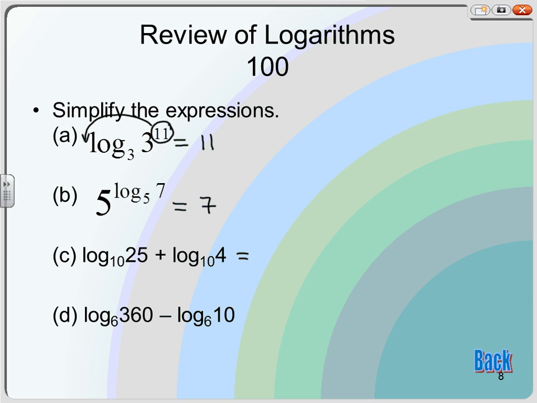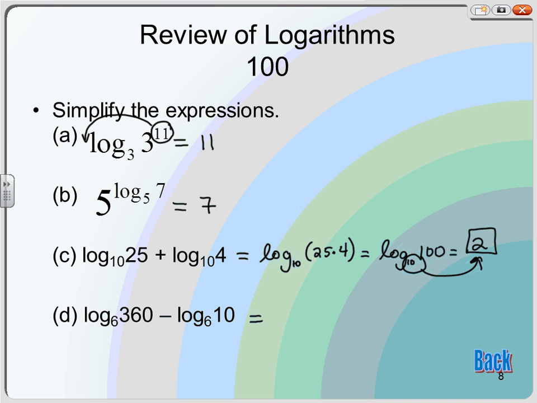All right, this is the property where I have 2 separate logarithms with addition between them. So it's going to be log base 10 of 25 times 4, the multiplication property, which is log base 10 of 100. So 10 to some power equals 100. So that power is 2. So your answer is 2.